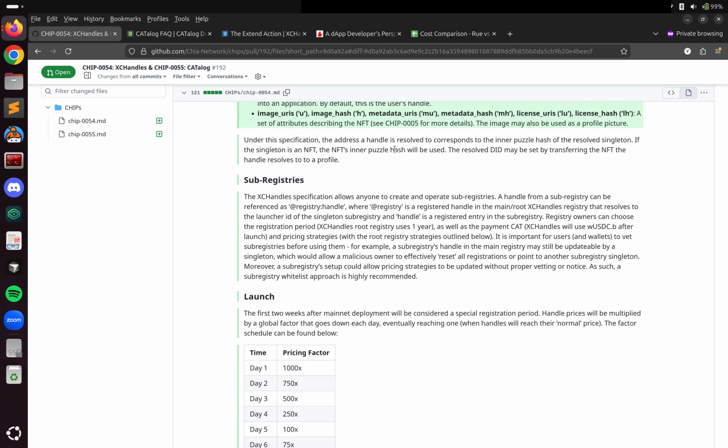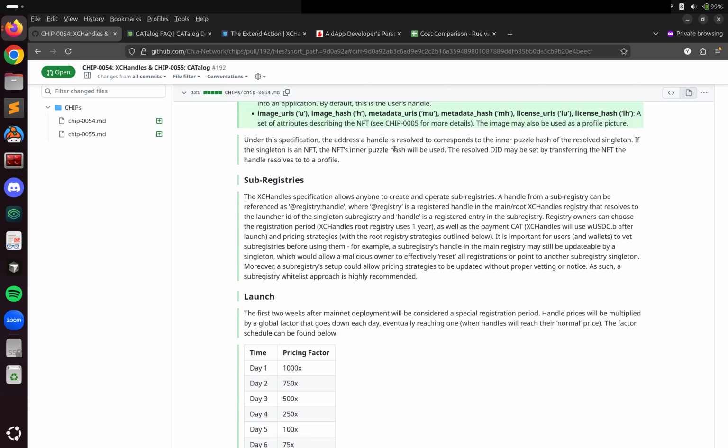As I briefly mentioned, there's the main registry. For handles, you need to have a registry to ensure uniqueness. So in a given registry, handles are unique. You can't register Yak twice in the same registry. Now there's the main XCHandles registry, which has all the pricing logic I talked about, for example. But there might be sub-registries.